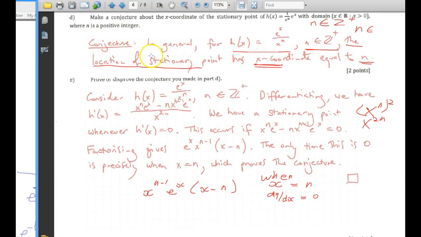So the conjecture as we read it is in general. A conjecture has to be for all values. It's related to a function, it's got restrictions on the domain, and there's some sort of relationship that we're trying to find, that the location of the stationary point has an x coordinate equal to n. Most people who are successful in understanding the pattern get the second half. They get that the x coordinate is equal to n. The rest of it is really just giving context to your conjecture. Do you feel a little bit more comfortable with developing a conjecture?